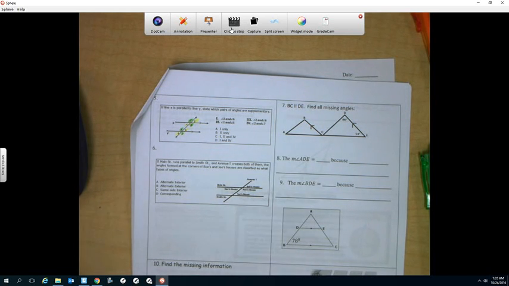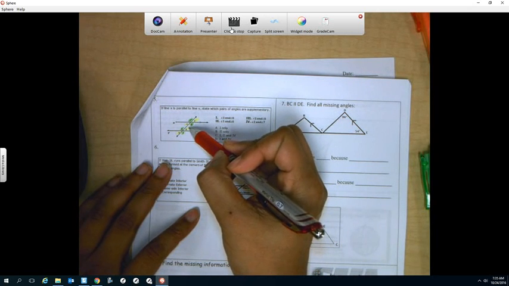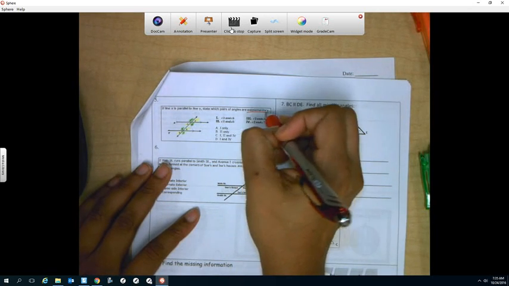Remember, if they have the same color, they're going to be congruent. If they have two different colors, they're going to be supplementary. So, they want me to look at 3 and 6. So, here's 3, here's 6. It has two different colors. We're looking for supplementary, so that works.